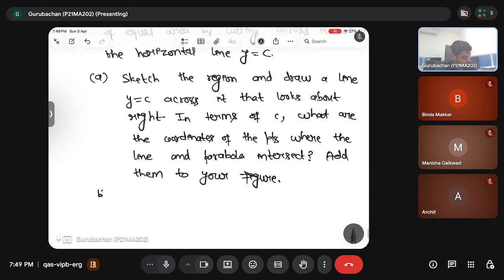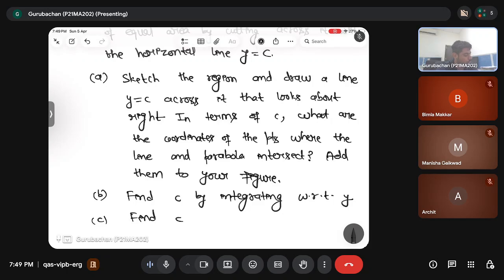Second is find c by integrating with respect to, in the previous one, that is why I did the integration with respect to both the coordinates, so that you got to recall how we see the limits in that scenario, so that now we can apply this to this question also.